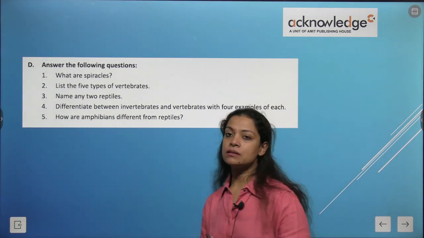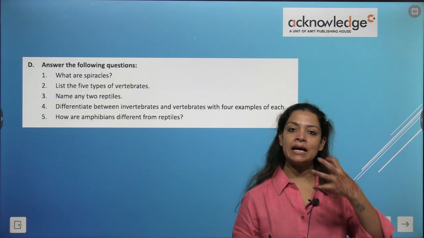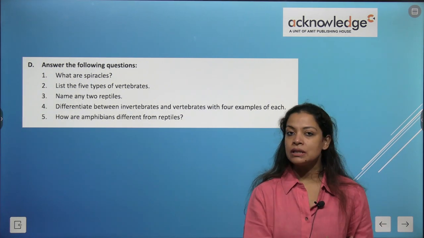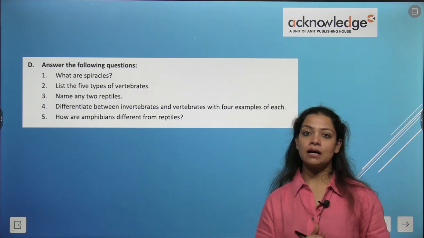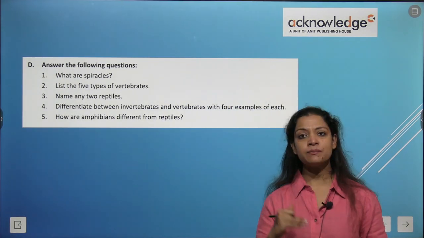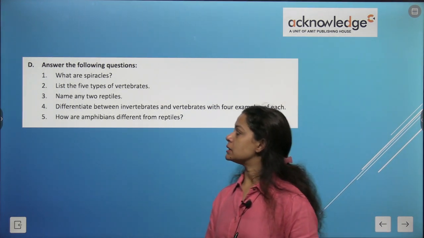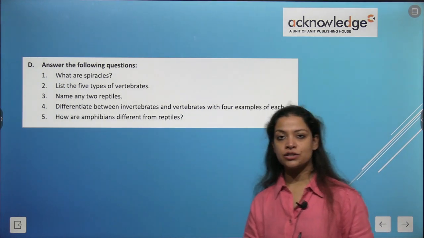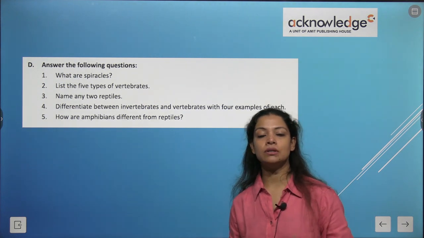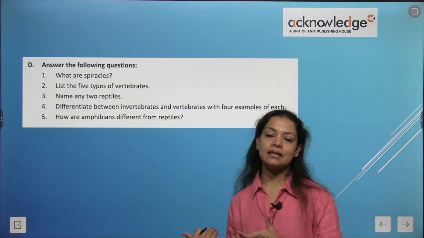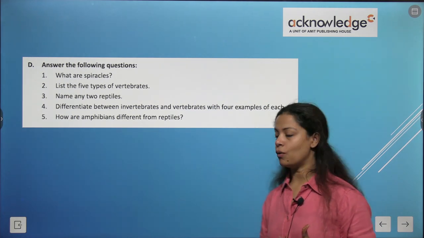How are amphibians different from reptiles? Amphibians are those animals that can live both in water as well as on land. Reptiles are those who are especially on land, majorly on land. Okay, so these are some of the questions which we have tried to answer. But my dear students, you have to learn the chapter sincerely and then come back to these exercises and try to do them on your own.